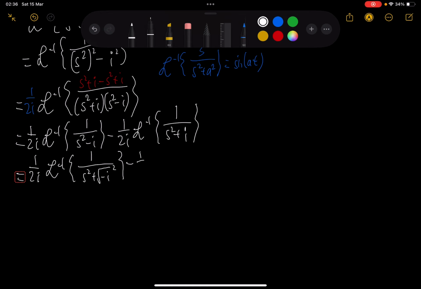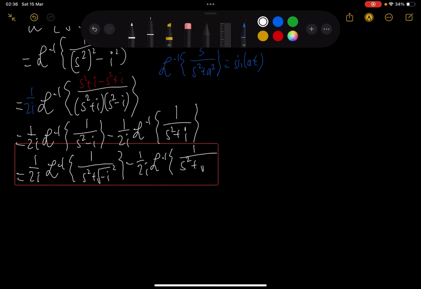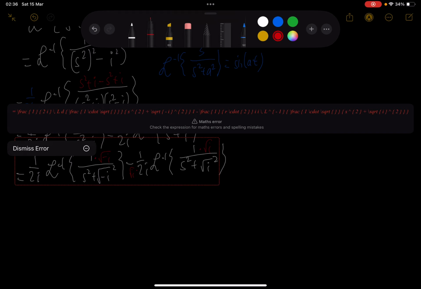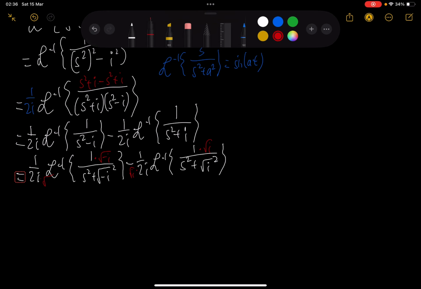And then here I'm going to do the same thing as well. s^2 plus root i, and then square that. And here on the top we need an s, so we need to multiply by the square root of negative i, and here the square root of i. But we need to keep things original, so we have to multiply by the square root of i here, and here we need to multiply by the square root of negative i, like that.